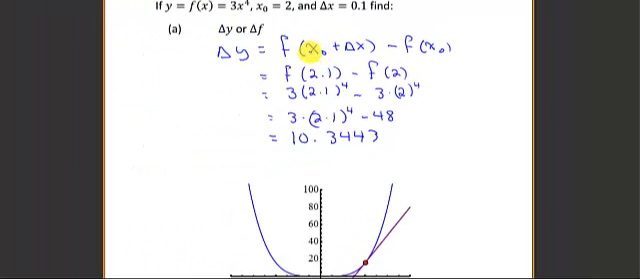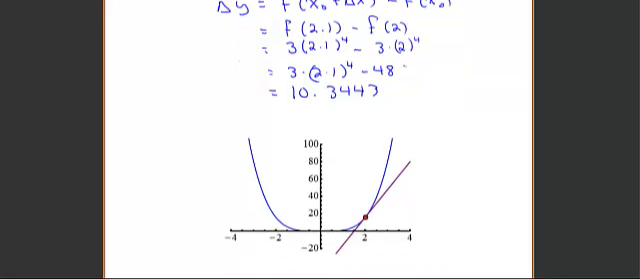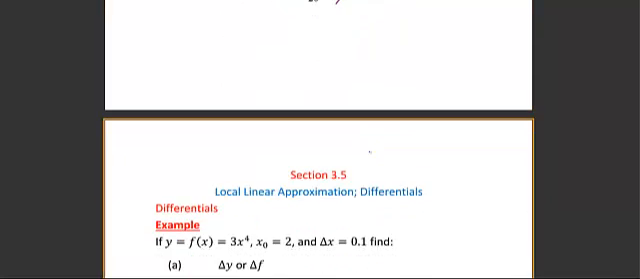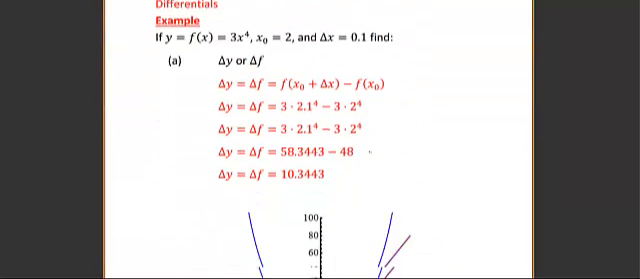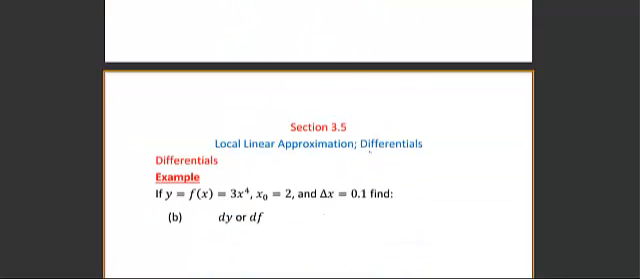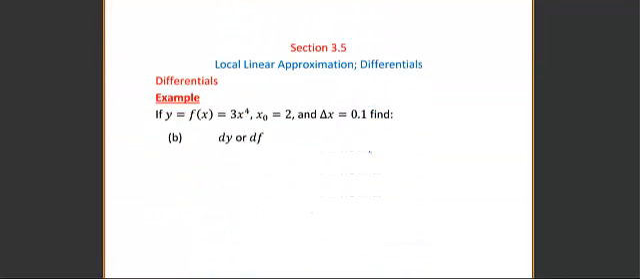The f value at the end after the delta x has been added, minus the f value at the beginning without the delta x. What's happened, though it's hard to see on here, is that we started at 2 and went to 2.1, which is a very, very small change, and calculated the difference. I have that result here. Now let's calculate dy or df.